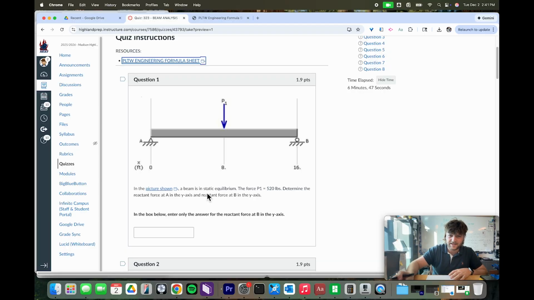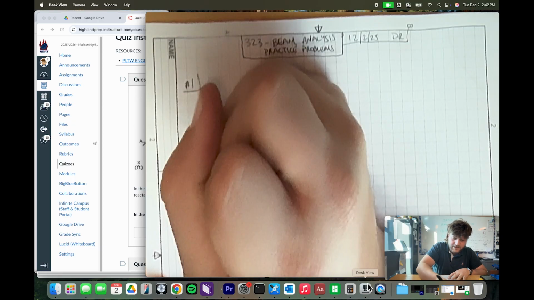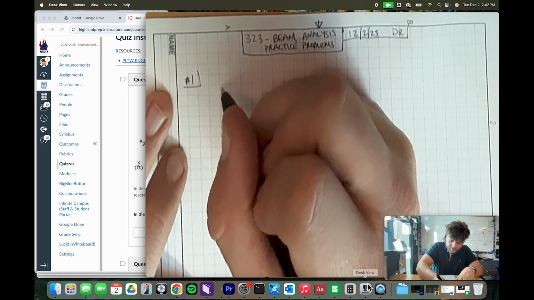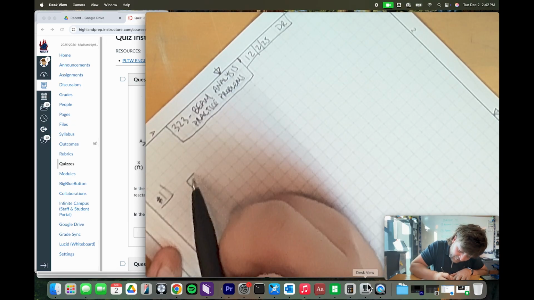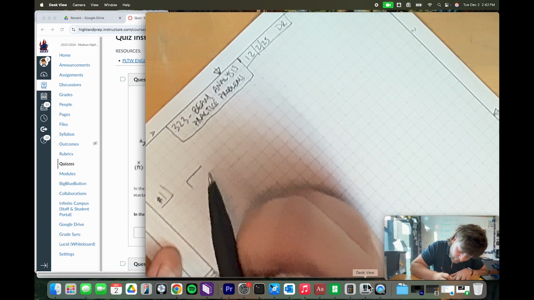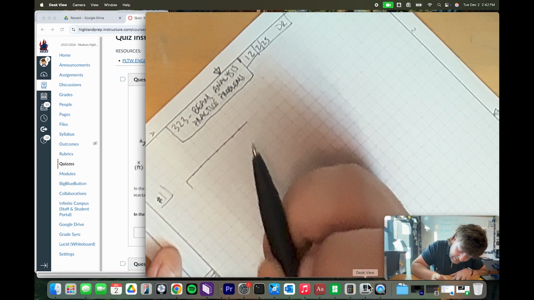So let's get ready to begin. We see that the overall distance of this beam is 16 feet, and that concentrated force, P1, is placed 8 feet in. Let's begin. I'm just going to write number 1 here, and now we want to create this free body diagram. Since we have 16 feet, I'm going to have each of these represent 2 feet. So 2, 4, 6, 8, 10, 12, 14, 16.